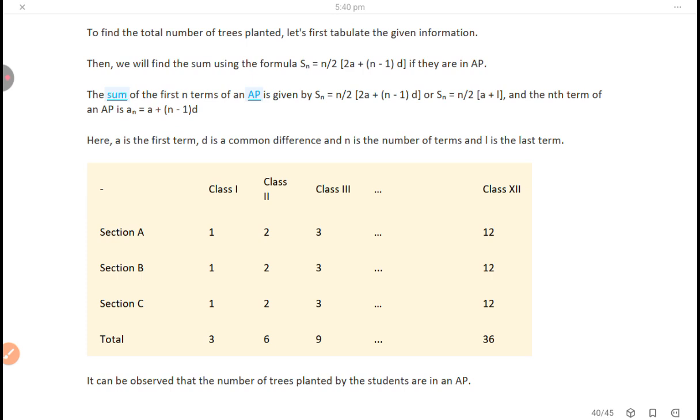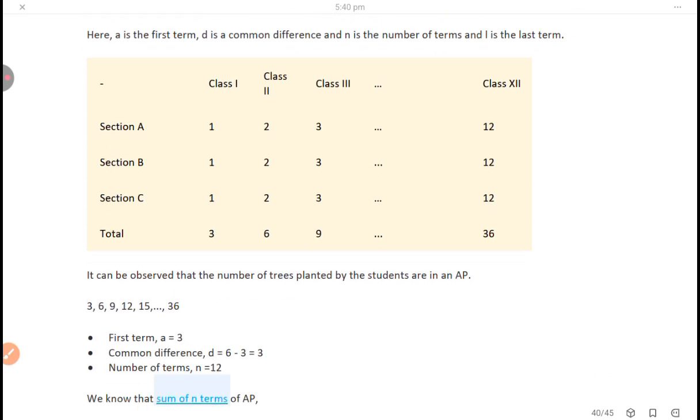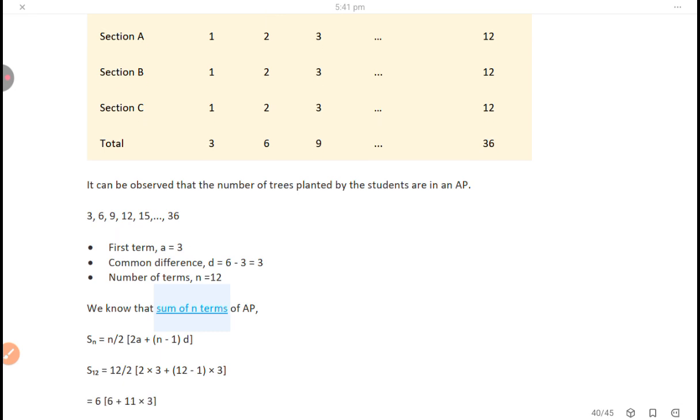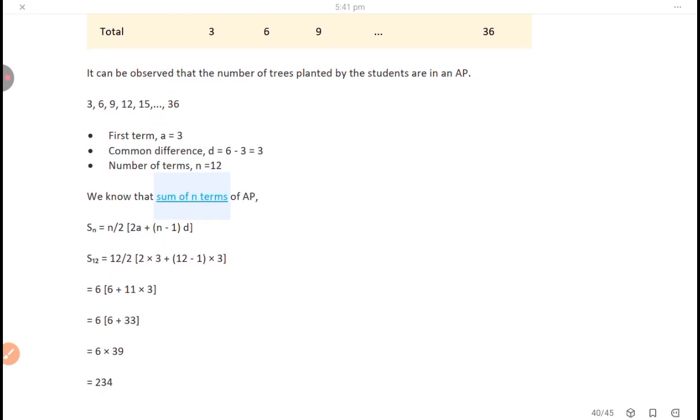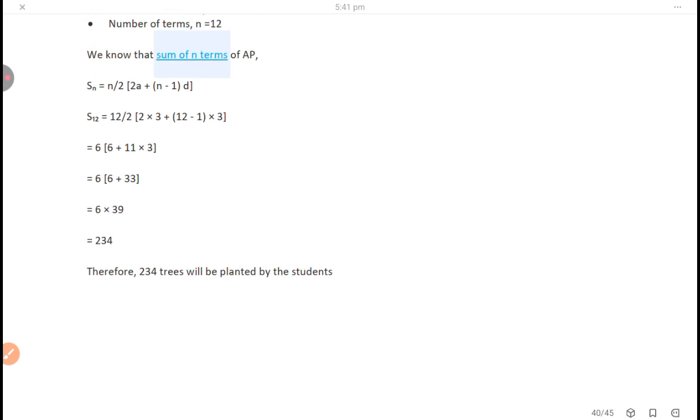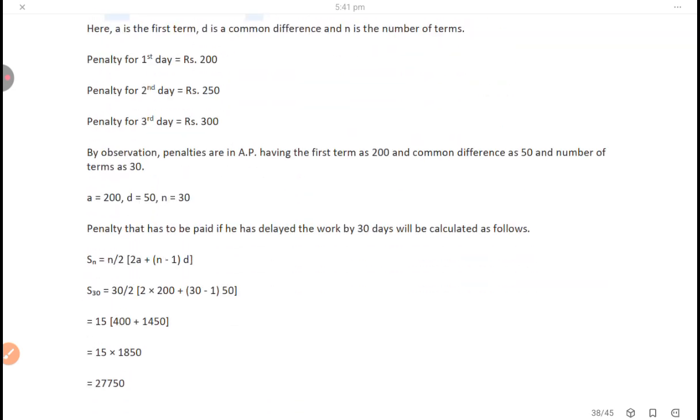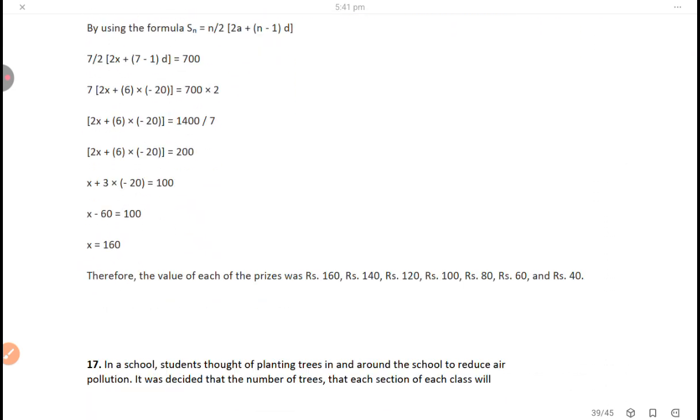Class 1, section 1, 1, 1, total 3 trees. Class 2, 2, 2, total 6, like that. Class 12, 12, 12, so 3 sections, 36. You observe the trees planted by the students are in AP: 3, 6, 9, and so on up to 36. The first term is 3 and the difference is 3. There are 12 terms, n is equal to 12. So Sn equals S12 equals 234. Therefore 234 plants can be planted.